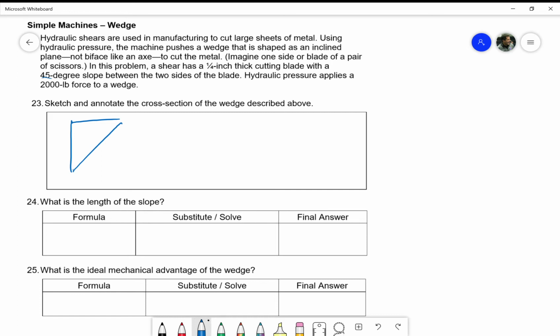We're given 45 degrees. It says it's a quarter-inch thick, so we have a quarter-inch right here, which means there's a quarter-inch right there. And there's going to be 2,000 pounds of force being applied straight down. So first question is, what's the length of the slope? So it wants to know this distance here.